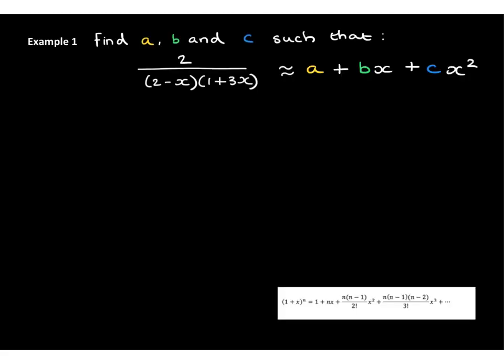So let's have a look at the first example. We have to find values a, b and c such that 2 over 2 minus x multiplied by 1 plus 3x is approximately equal to a plus bx plus cx squared.